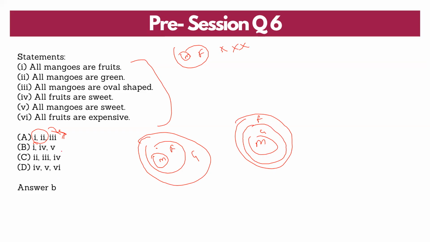What is statement number 3 saying? All mangoes are oval shaped. I shouldn't have drawn it at all. What is oval shaped? It's a new entity. Cannot be the answer. Let us look at option number B.